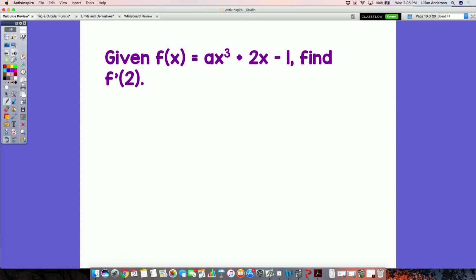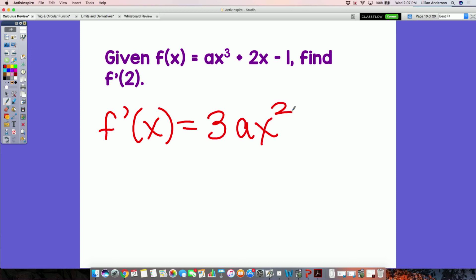So you're given that f of x equals ax to the third plus 2x minus 1. We have to find f prime of 2. Try it on your desk. All right? So first thing you have to do is find the derivative. What's the derivative of this function? Plus 2. Bring down the exponent. Subtract 1 from your exponent. And then 2x turns into 2. And so then from there, you want to plug in the value of 2 to figure out the slope of that tangent line at 2.